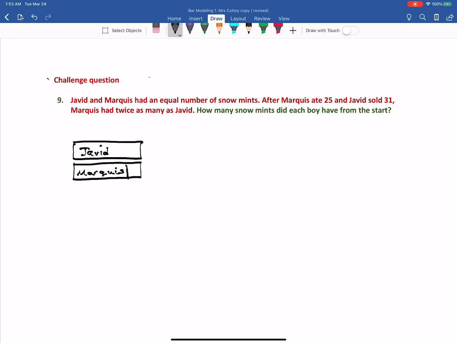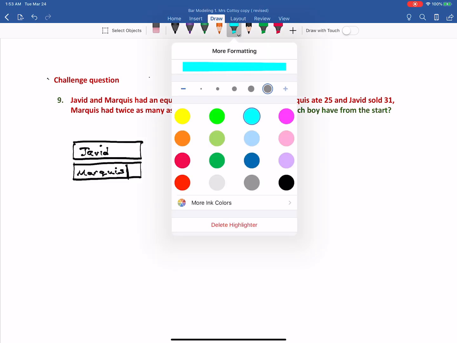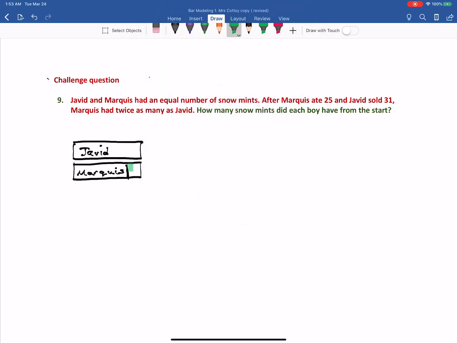25. So this is Marquis's 25. I'm going to use the highlighter. Highlighter was too big before, so we have a smaller highlighter now. So Marquis, this is how much left Marquis. Alright, and the number that left Javid is supposed to be more than 25. This little part here represents 25. Now, could this part be accurate? We don't know how much the whole is, so do not let this part confuse you. It's just not drawn to scale, it's just a representation. Alright, so that's 25.